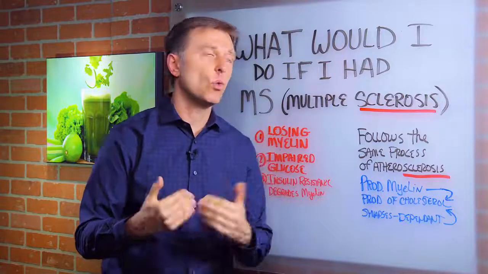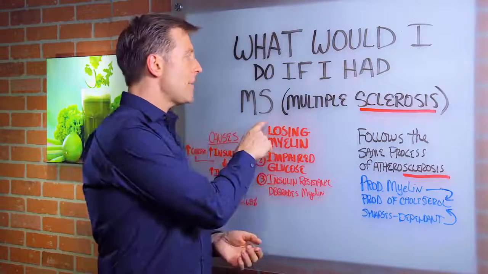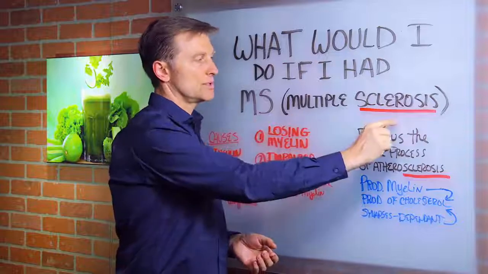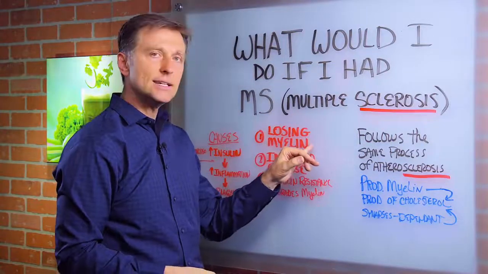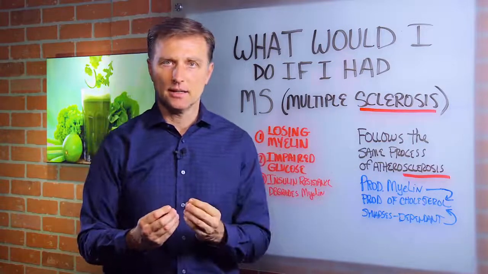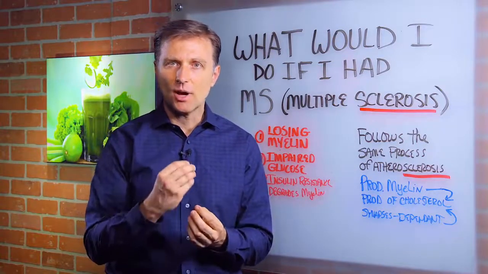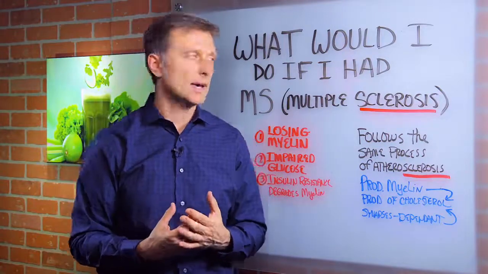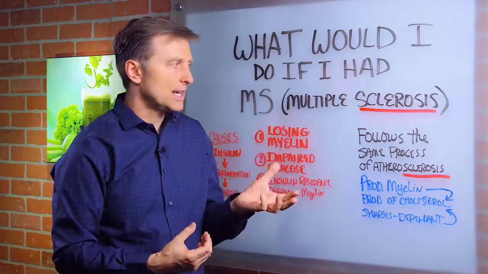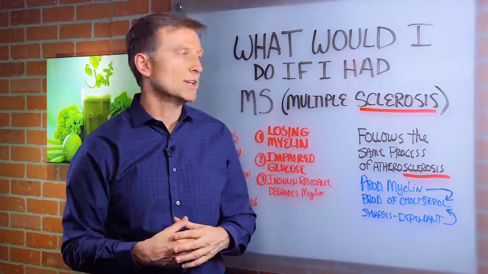Listen, I want to talk about what I would do if I had MS, multiple sclerosis. First of all, what is it? It's really a dysfunction of myelin. Myelin is that outer covering, that sheath, that fat layer around the nervous system. It's kind of like an insulator of a wire, okay? And you're losing that, and then you're getting all sorts of neurological issues.